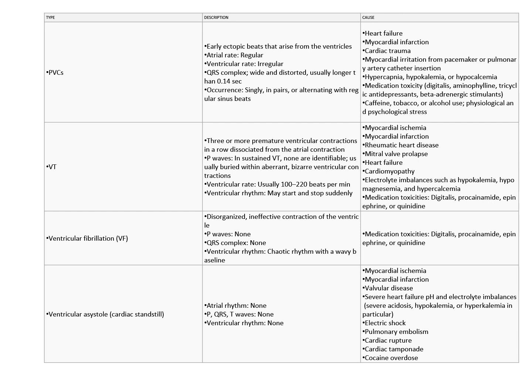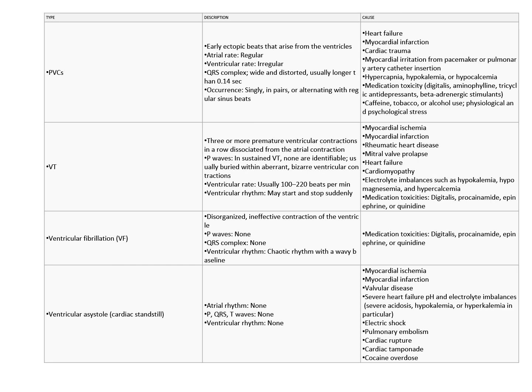In VFib, you have disorganized, ineffective contraction of the ventricle. You have 0 P waves. The atrium is not beating at all, and this is a very complex looking rhythm, chaotic. The QRS complexes are not there. It has a wavy baseline, and this can happen in drug toxicities, and also in myocardial infarction, irritable ventricle.